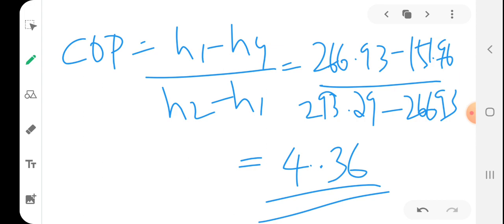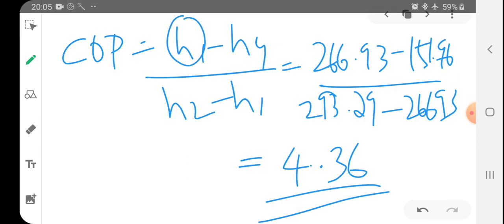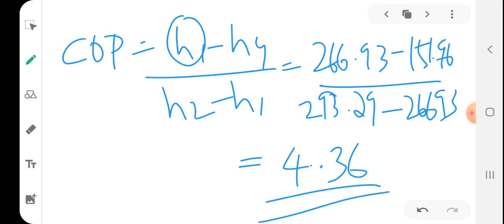So this is how you find the various values of enthalpy. You have to use the entropy equation and find the dryness fraction, then only you will get the value for H1 and all. Since H1 is present inside the dome, you may require the dryness fraction.